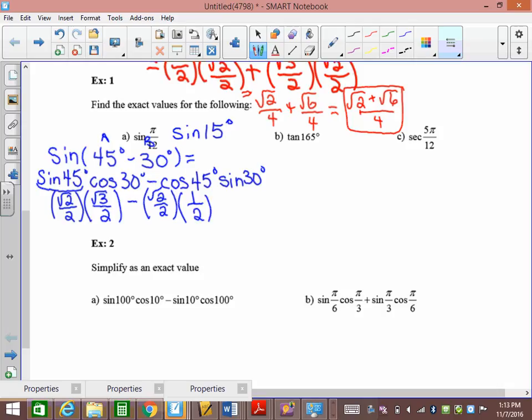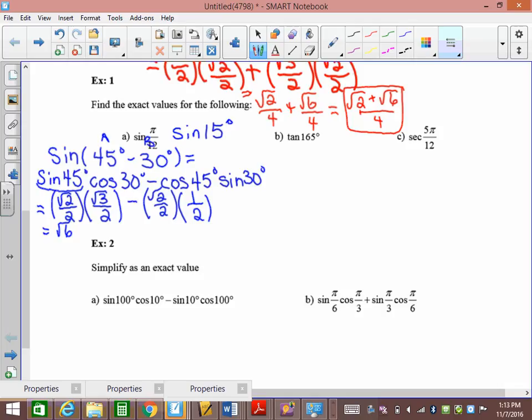So after this step, there's no sines or coses left. They're gone, right? I'm replacing them with values. Then I multiply. What's root 2 times root 3? Root 6. Some people want to cross multiply. You only cross multiply across an equal sign. Cross, cross, right? There's no equal signs. You just multiply across the top and across the bottom.